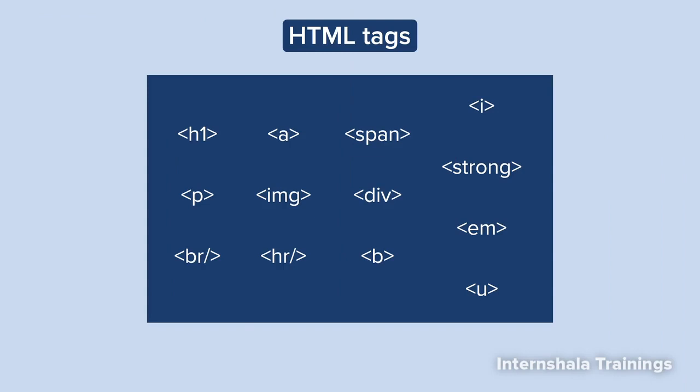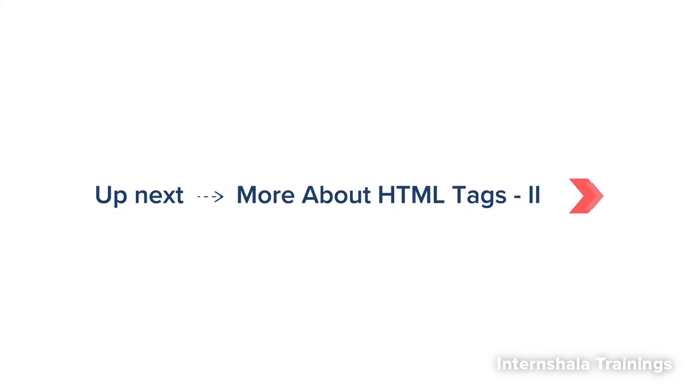So in this video, we have covered the headings tag, paragraph tag, break tag, horizontal rule tag, anchor tag, division tag, and the span tag. There are a few more important HTML tags which we will cover in the next video.